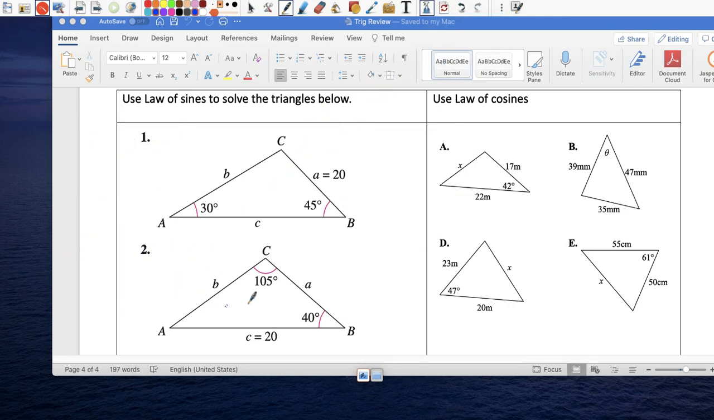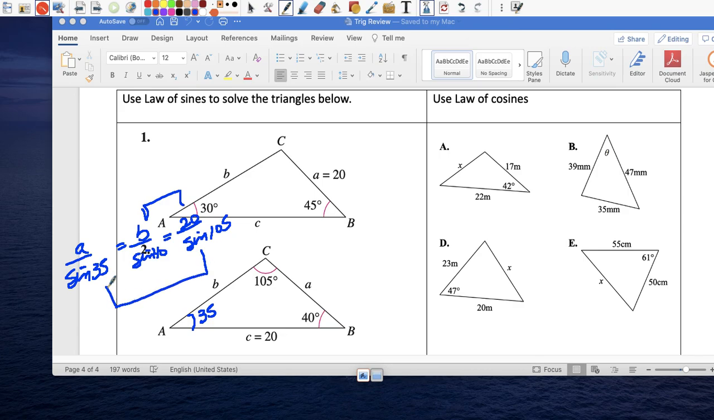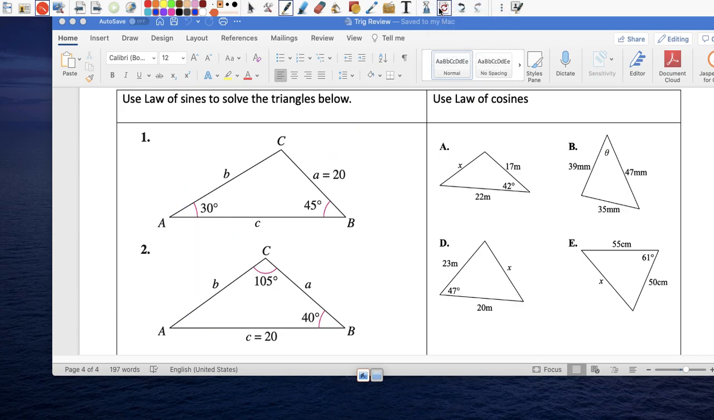So again, with 105 and 40, angle A would be 35, because they have to add up to 180. So now you can set up your sines. A over sine of 35 equals b over sine of 40, which equals little c, which is 20, over sine of 105. Okay, so again, rinse and repeat. We're going to use these two to find little b, and then these two to find little a. I'm not going to do that problem.